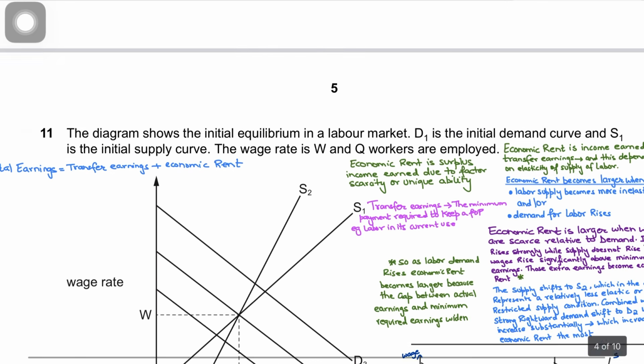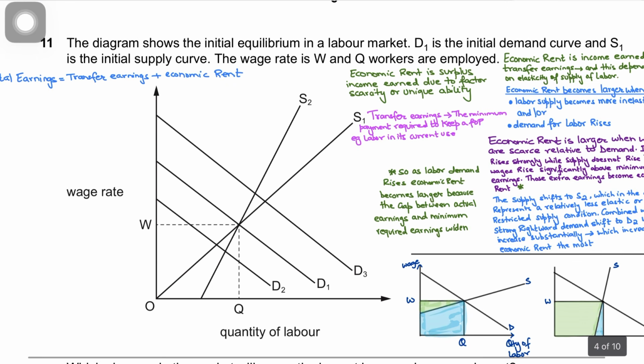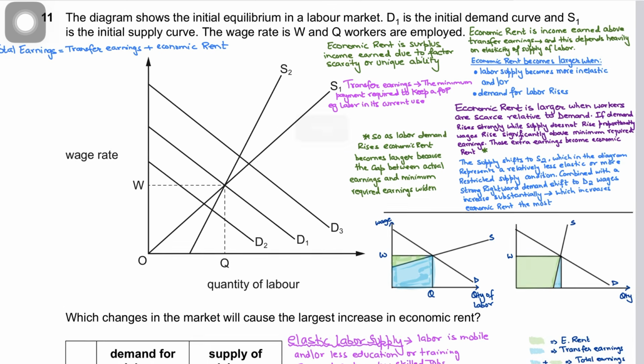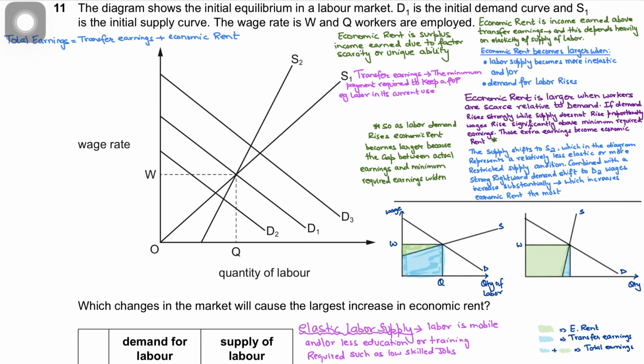Now moving on to question number 11, which is a good question. It says a diagram shows the initial equilibrium in a labor market. D1 is your initial demand curve, and S1 is your supply curve, and this is your equilibrium wage rate and the number of workers employed in this labor market. What changes in the market will cause the largest increase in economic rent?